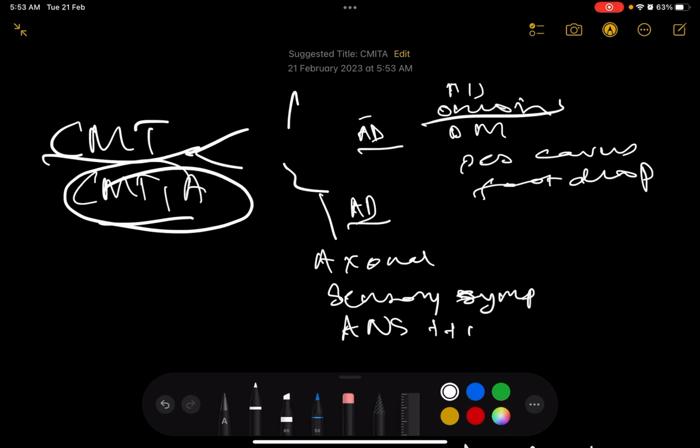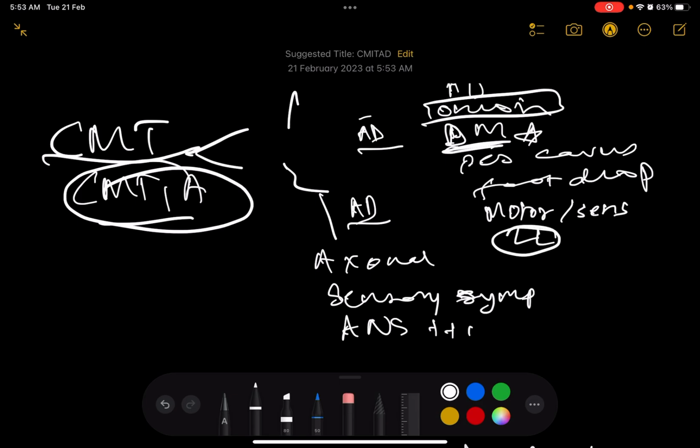When you do a biopsy, you will see onion bulb formation of the neurons. Second, it's a demyelinating disorder, so very important, you want to keep that in mind. So you have motor symptoms, you have sensory symptoms, and you have the lower limb affected very profoundly, leading to foot drop and pes cavus. Pes cavus is nothing but hammer toe.